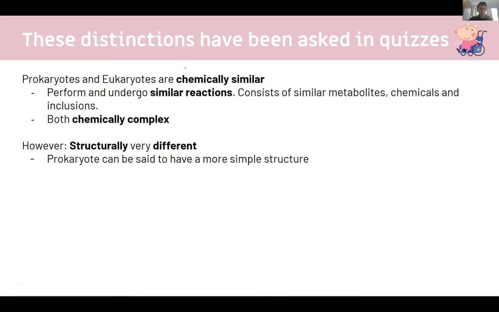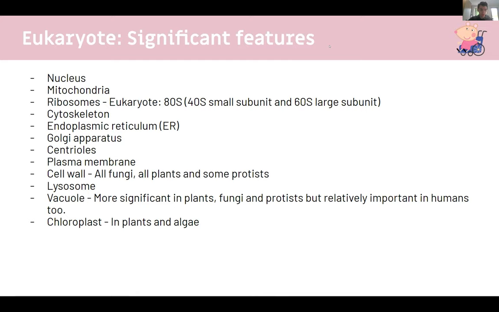Prokaryotes and eukaryotes are chemically actually quite similar. They undergo similar reactions with similar metabolites, chemicals, and inclusions, and DNA is made of the same nitrogenous bases. All of that is quite chemically complex and similar. Structurally, they are very different. And what are some significant features of eukaryotes? Essentially, all of the organelles. That's basically all that's mentioned here.